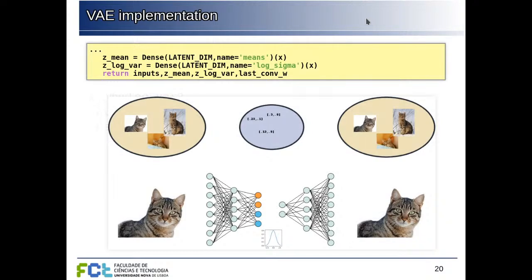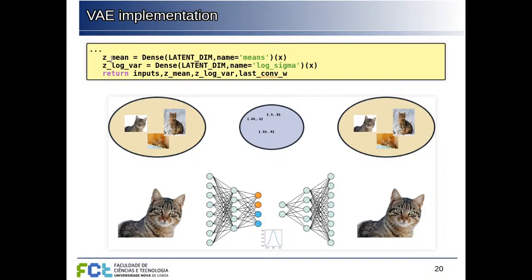So this is the idea here. We're going to output these parameters, the mean and the variance. It's actually the logarithm of the variance, but then we will convert it. And so with this latent dimension of 2, we have this output here: 2 values for the means of the distribution, 2 values for the variances of the distribution.